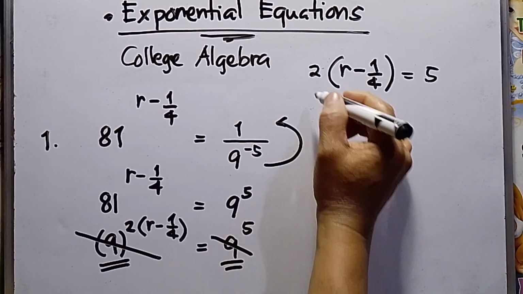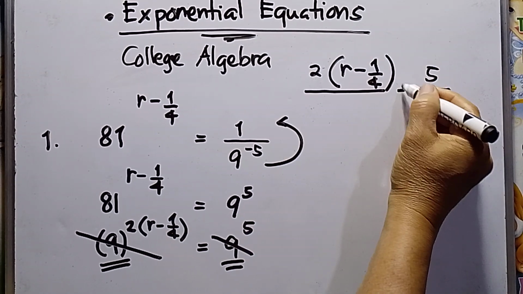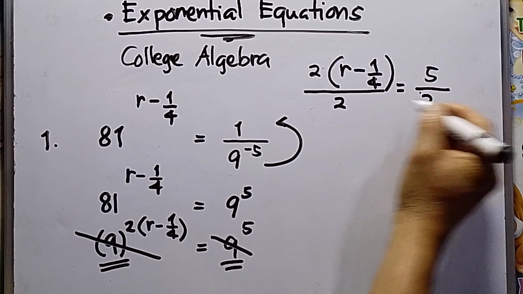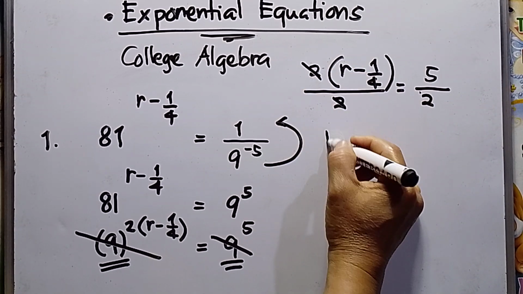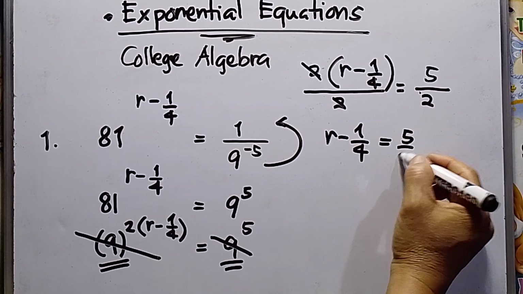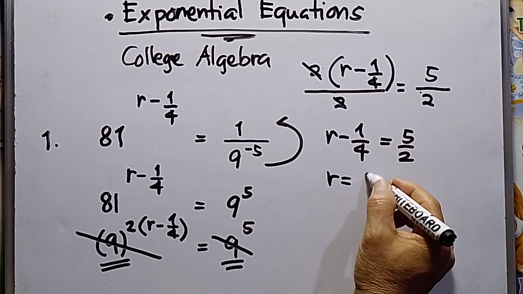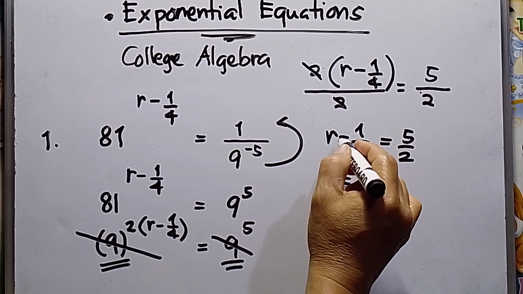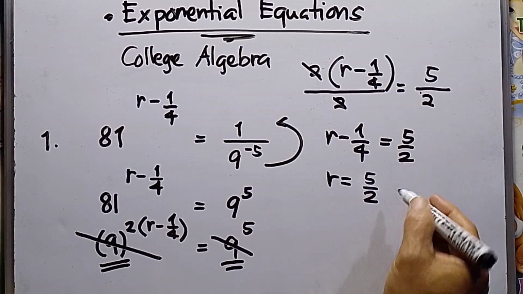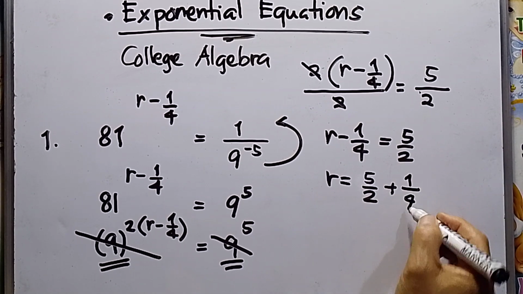Okay? So I need to divide to make it shortcut. Divide both sides by 2. 2 will be crossed out. So I have r minus 1 over 4 is equal to 5 over 2. Then solving for r. r is equal to 5 over 2. Then negative 1/4 transposed to the right side. This will become positive 1 over 4.